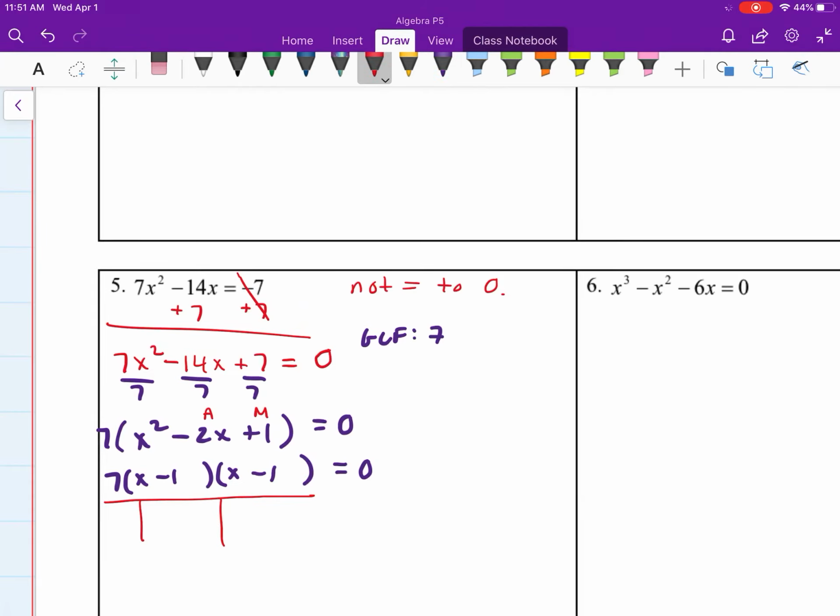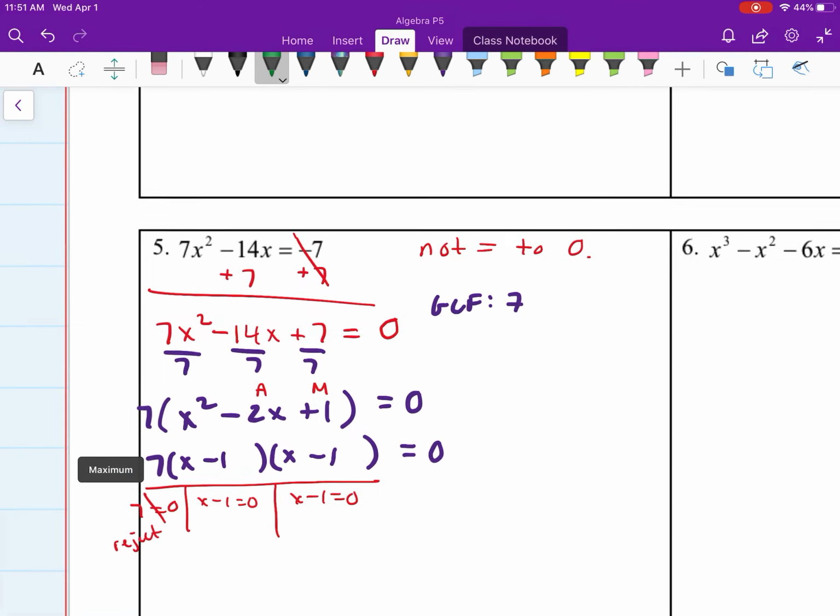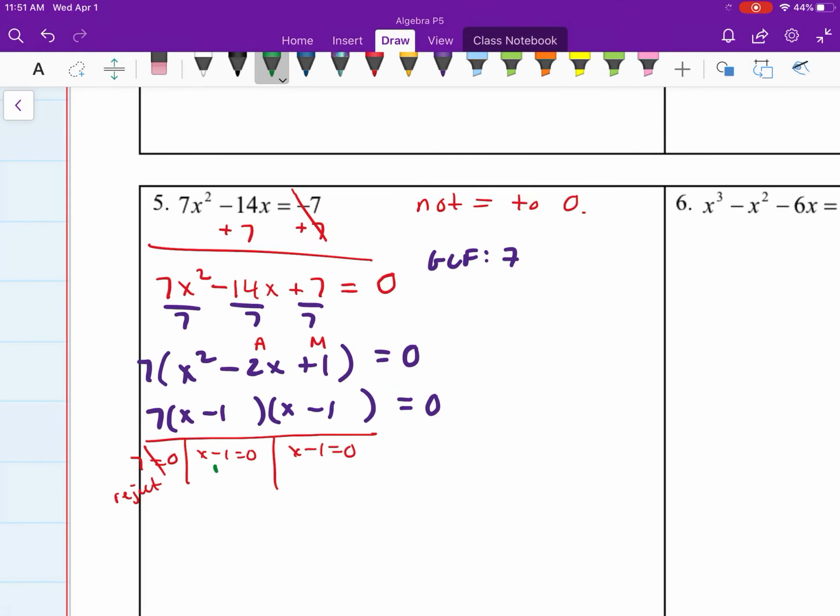Bring down this 7. Now when you do your t-chart here, you're actually going to have 3 columns. Make each one equal to 0. So x minus 1 equals 0. X minus 1 equals 0. This one would just say 7 equals 0. And that doesn't make any sense. 7 doesn't equal 0. So I'm going to cross that out. We're going to write reject here. That's not an answer that we're going to keep.